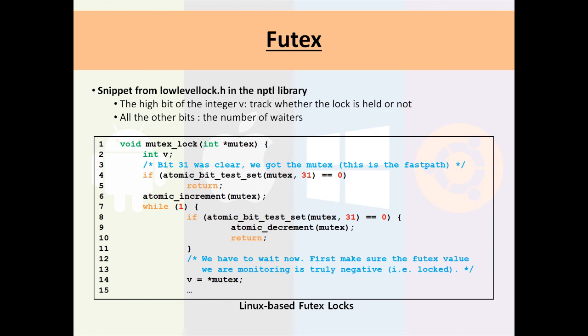So in other words, firstly, it uses a single integer to track both whether the lock is held or not and the number of waiters on the lock. Whereas before we had a flag and a queue, now we can just roll that up into a single integer, which is very efficient. Thus, like I said, if the integer is negative, the lock is held because the high bit is set and that bit determines the sign of the integer.